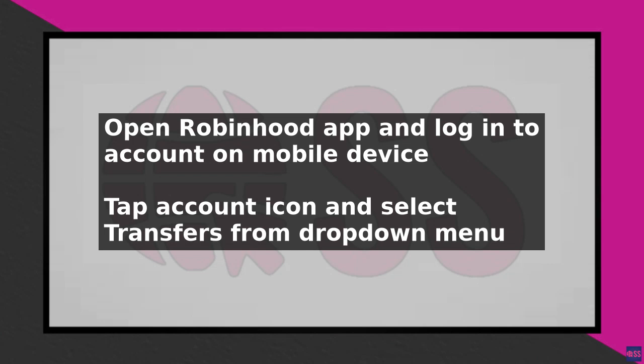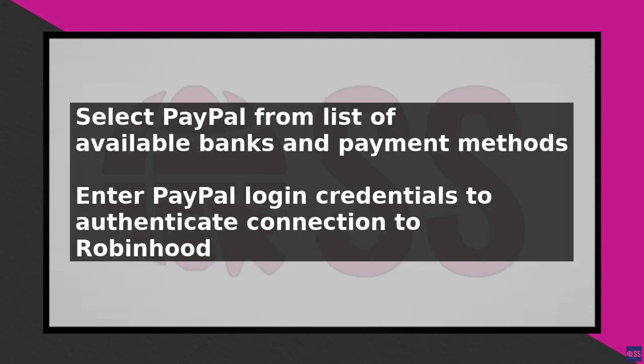Next, tap Linked Accounts and then Add New Account. You will see a list of available banks and payment methods. Select PayPal from this list. You will be redirected to the PayPal login page. Enter your PayPal login credentials to authenticate the connection.